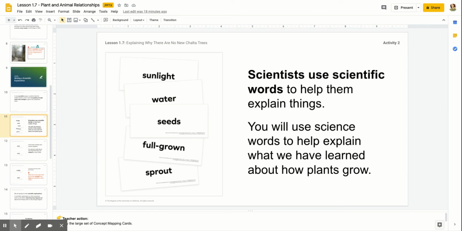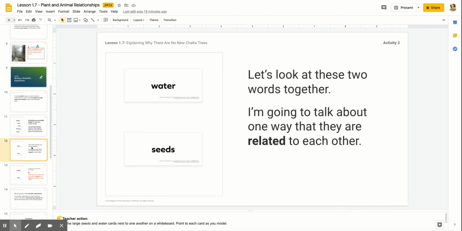So, putting those ideas together, I thought about these words, and scientists use scientific words to help them explain things. And you will use scientific words to help explain what you have learned about how plants grow. So, remember, we learned these words from our last lesson: sunlight and water, seeds, full grown, and sprout. So I'm going to demonstrate how we can use these words. Let's look at these two words together. I'm going to talk about one way that they are related to each other.